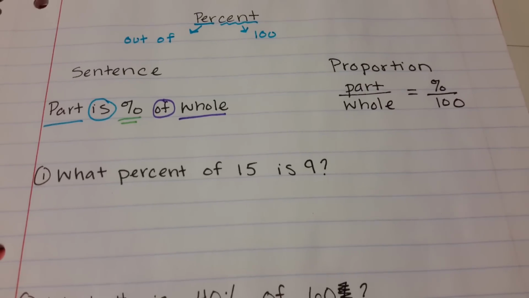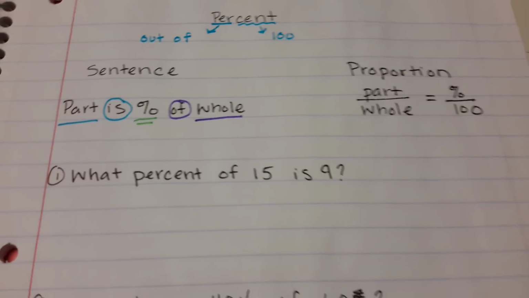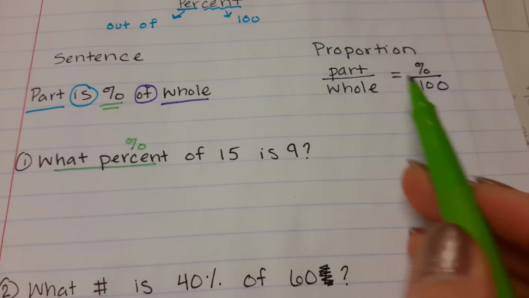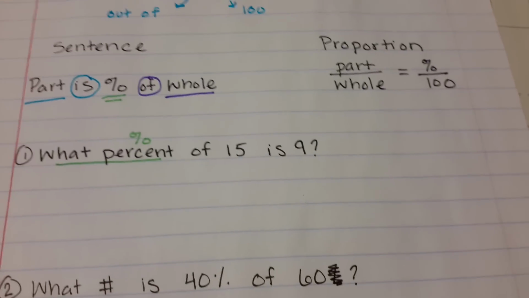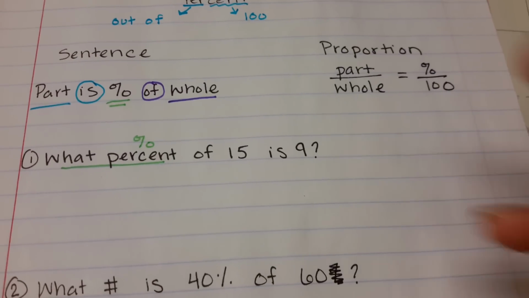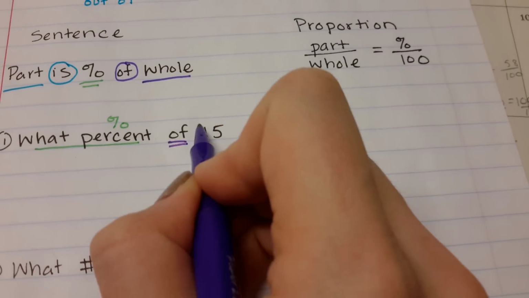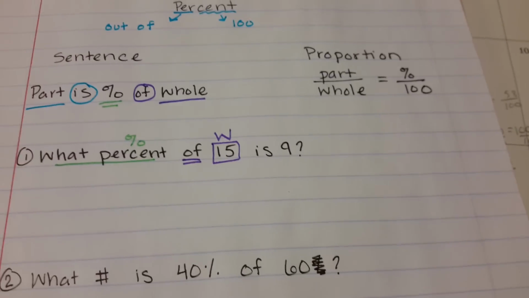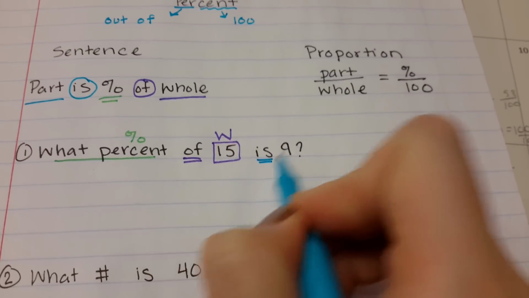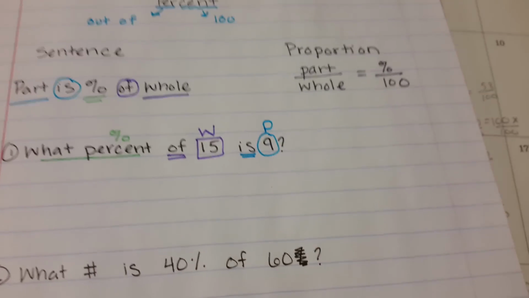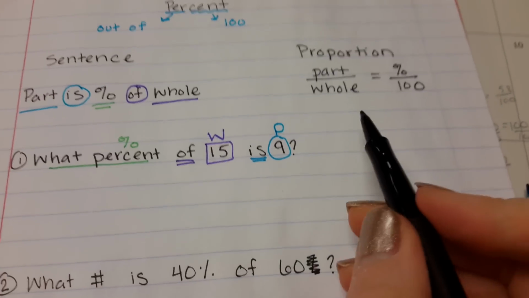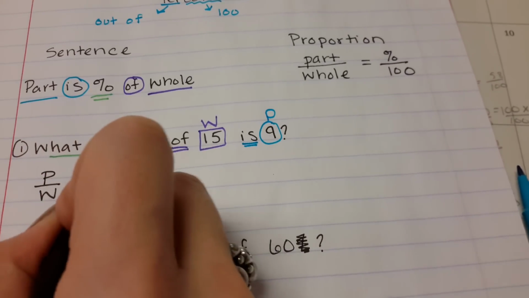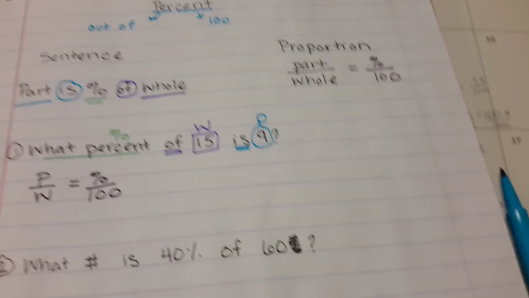What percent of 15 is 9? So what percent? We don't know. This is our question. So we know that in our proportion, that percent is going to be our variable. Of 15, here's of, so 15 must be our whole. And is 9, what percent of 15 is tells us this is our part. So every problem we're going to write the same proportion. We can abbreviate it with part over whole equals percent over 100.